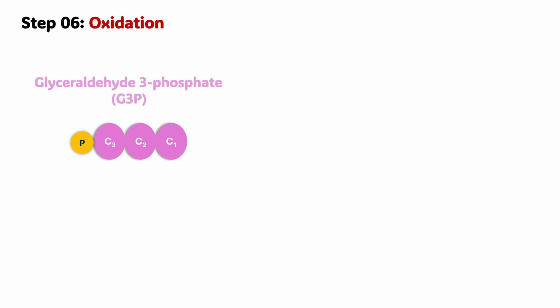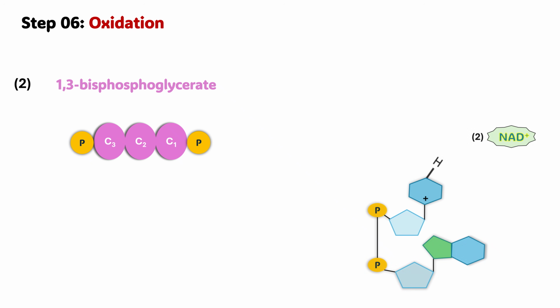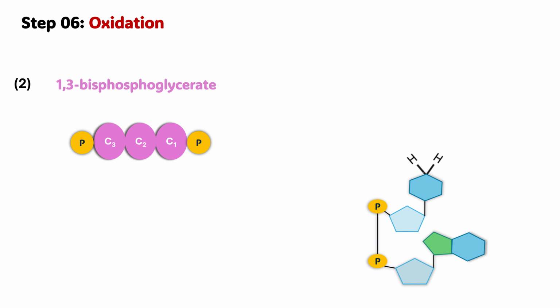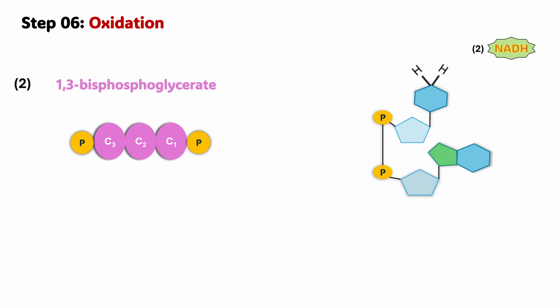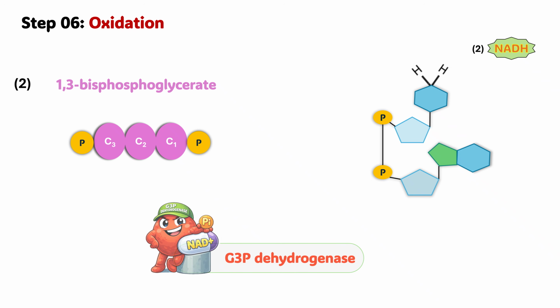Then, both glyceraldehyde 3-phosphate molecules are oxidized. In this step, an inorganic phosphate is added to glyceraldehyde 3-phosphate, forming 1,3-bisphosphoglycerate, which contains 2 high-energy phosphate groups. At the same time, NAD+ accepts hydrogen ions and is reduced to NADH, conserving energy for later use. The reaction is catalyzed by the enzyme glyceraldehyde 3-phosphate dehydrogenase.